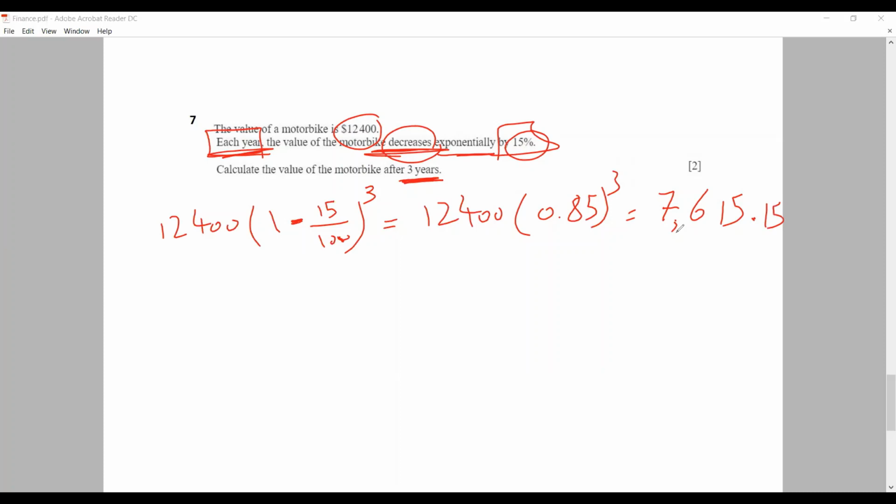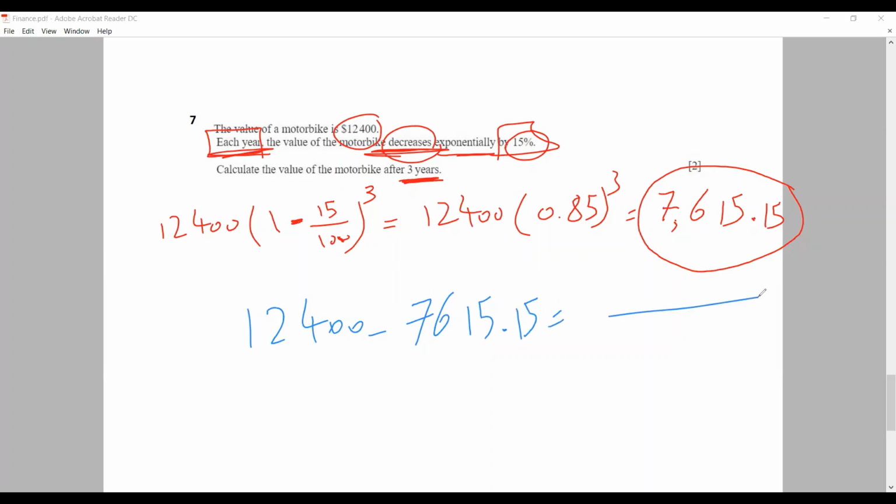So be careful. This is not how much it's been decreased. Right now they're asking to calculate the value of the motorbike after 3 years. So this is the answer. But if in part B, for example, they said how much it's been decreased, then you say 12,400 minus this guy right here, and that gives us the answer. So be very careful, this question directly gives you the final value.